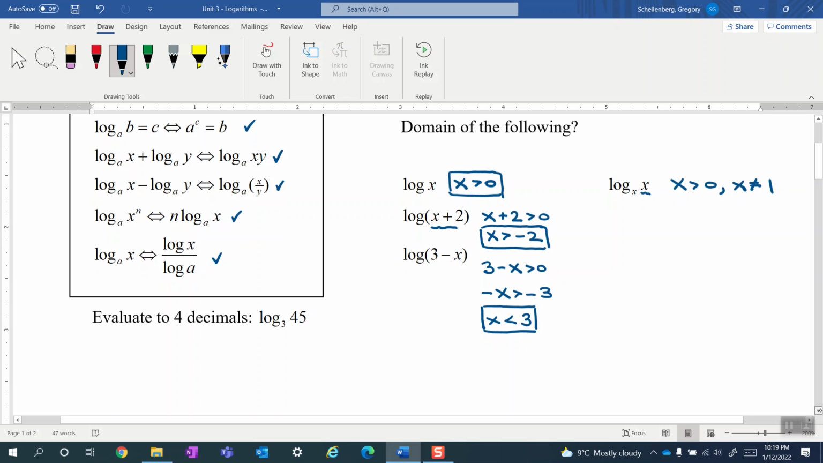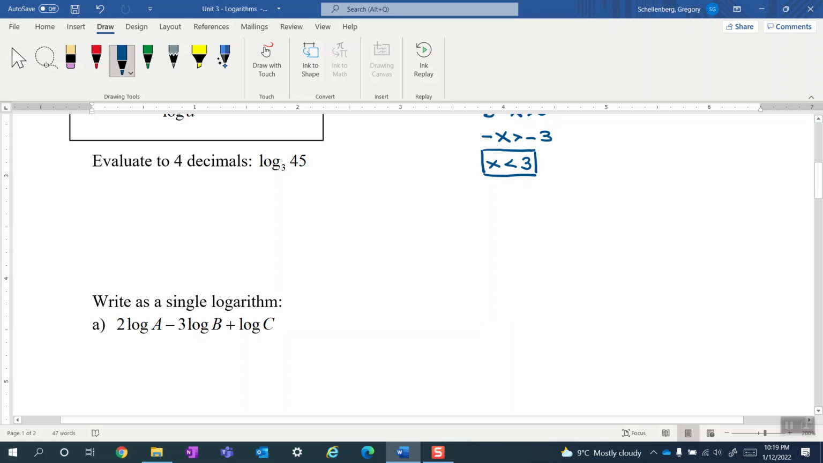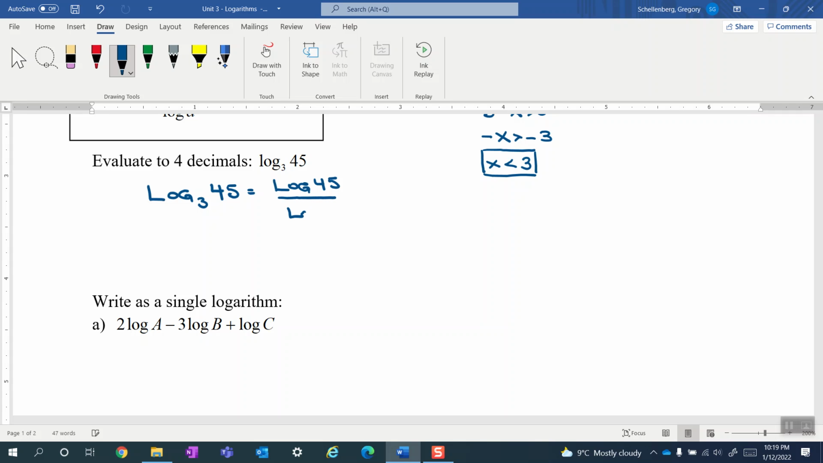Okay, next one. We want to evaluate this logarithm to 4 decimal places. We've got log base 3 of 45. We're going to use our change of base rule. I'm just going to write this out. We've got log base 3 of 45, and I can rewrite that using change of base as the log of 45 divided by the log of 3. We can just punch that into our calculators, and we should get something like 3.465.